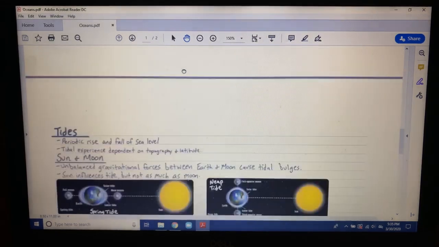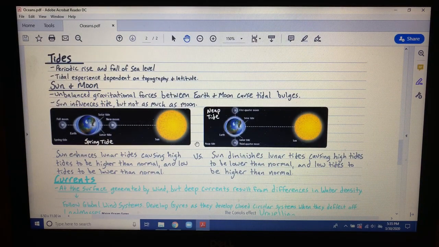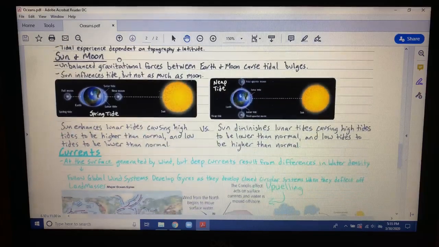Other things about the ocean: tides are the periodic rise and fall of sea level, which happens daily. The tidal experience depends on the landscape of where you're at, the topography, and the latitude. Your position on Earth will also affect the kinds of tides that you see.